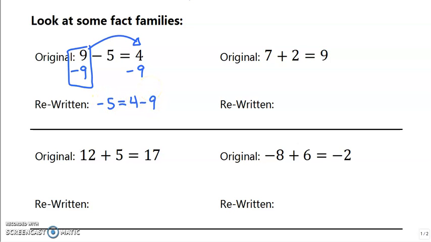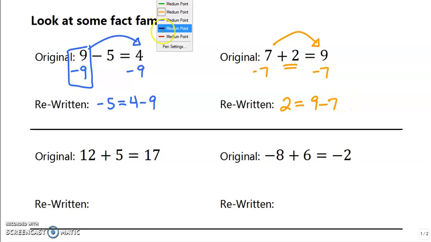Let's try another one. 7 plus 2 equals 9. Let's keep the 2 this time and move the 7 to the other side. If we keep the 2, that means that we have 9 and 7. What operation can we do with 9 and 7 to get 2? Hopefully you guys are thinking that it would be 9 minus 7. Algebraically, what we're doing is we're going to subtract 7 from both sides of the equal sign. When we do that, we get 2 equals 9 minus 7, and most of you guys out there are saying, yes, 2 does equal 9 minus 7. These are two different values from the same fact family.